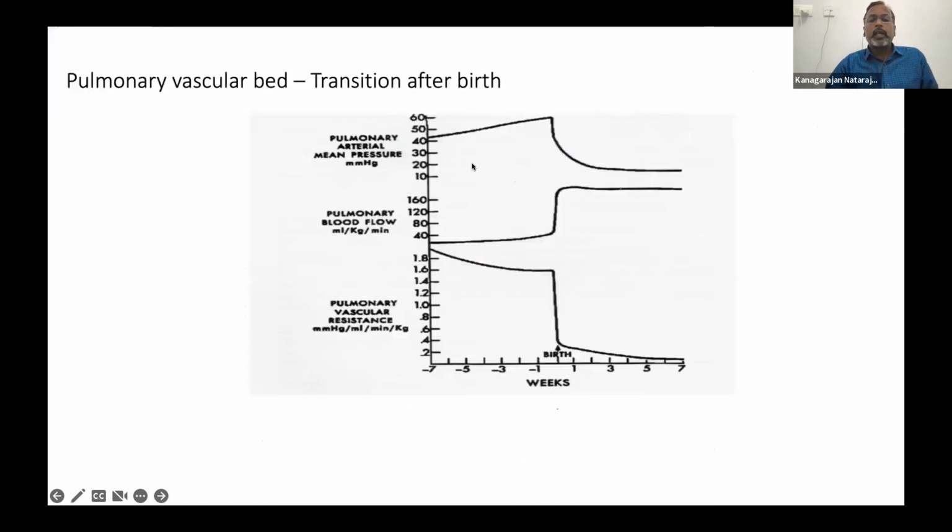You can see very clearly what is happening with the pulmonary arterial pressure, pulmonary blood flow, and the pulmonary vascular resistance in the weeks after birth. Within a week, your pulmonary vascular resistance drops significantly. Then your pulmonary blood flow goes up. Then your pulmonary arterial mean pressure comes down. This happens immediately after birth in a very significant way.